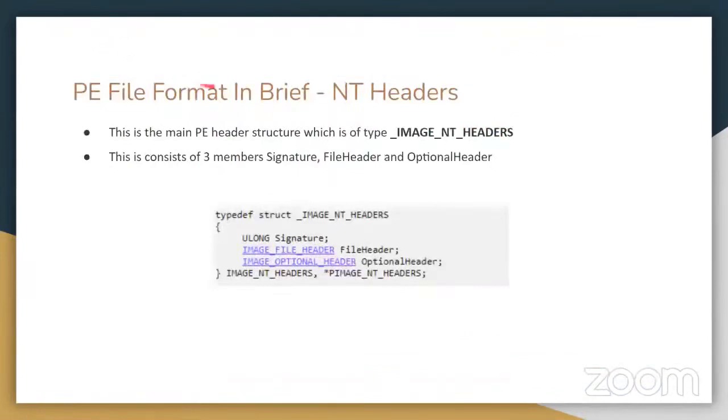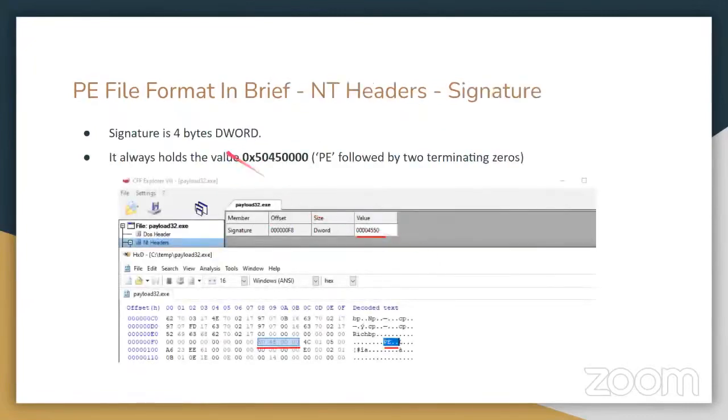The next header is the NT header. This is the primary structure for the PE header, and it is of type IMAGE_NT_HEADERS. It consists of 3 members: signature, file header, and optional header. The signature is a 4-byte DWORD, and it holds the value PE followed by 2 terminating zeros. You can see there is a PE followed by 2 terminating zeros here.